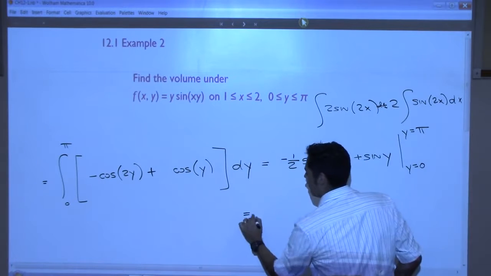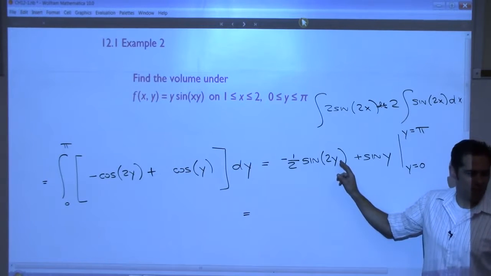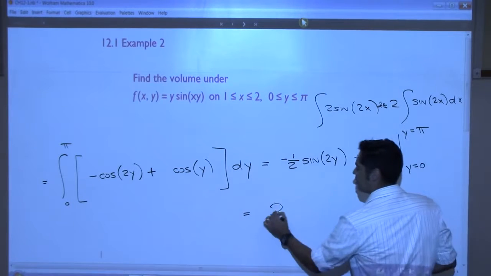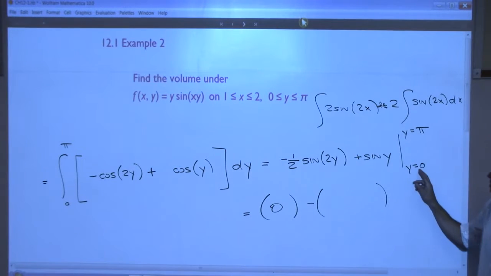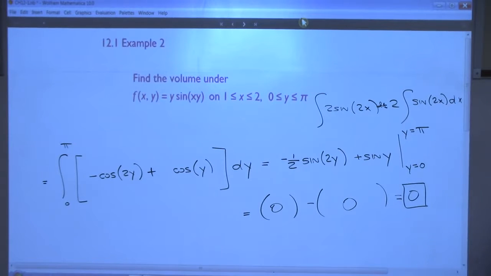Okay, here we go. Let's plug in pi. 2 pi. Sine of 2 pi is 0. That's gone. Sine of pi, 0. So we get 0 minus, now plug in 0. 0 again, everything's 0. All that for nothing, right? The volume is 0. Okay. Maybe we should take a look at it. Are there any questions over the integration, though?